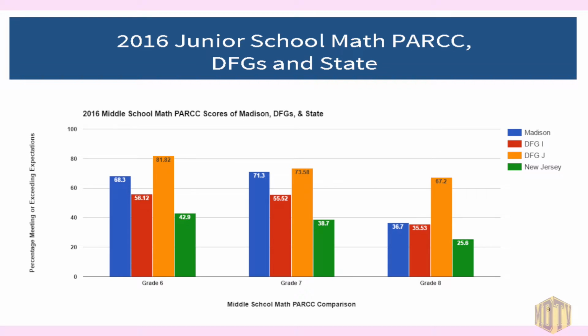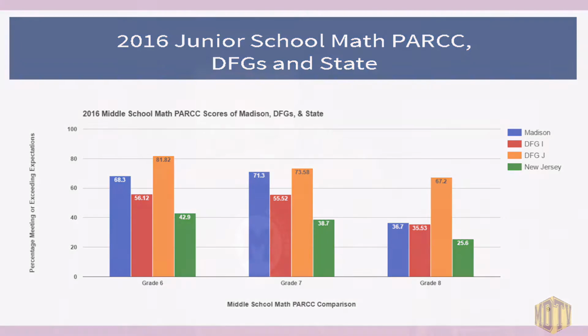Next, we're taking a look at our junior school math PARCC scores. Again, comparing from left to right, Madison, DFG I, then J, and then New Jersey. And you'll notice that at the junior school, the percentage of students meeting or exceeding the expectations is higher than our comparative I districts in all levels. In 7th grade, we're actually 16% higher than the I districts that we compare ourselves to.